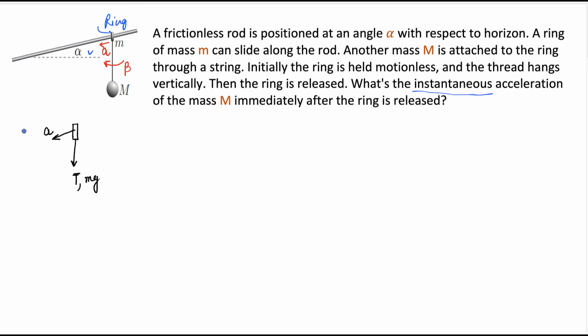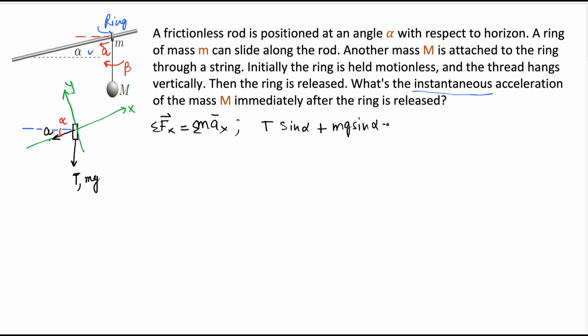Now if you see this, this angle is alpha, because this angle is alpha, so this angle will also be alpha. Therefore, this is 90 minus alpha. So this is the free body diagram for the ring. Let's write the equation now. Let's say this is the x-axis and this is y. F in x direction, so Fx equal to ma x. And that gives me T sin alpha plus mg sin alpha should be equal to ma. Let's call this equation 1.